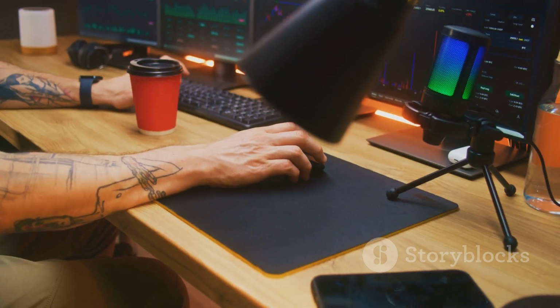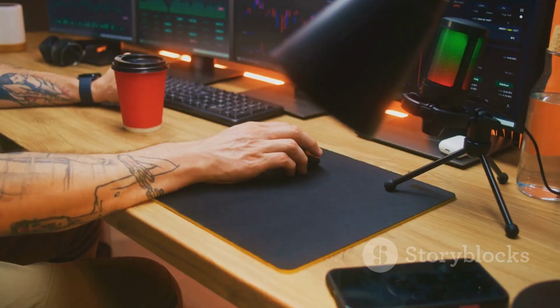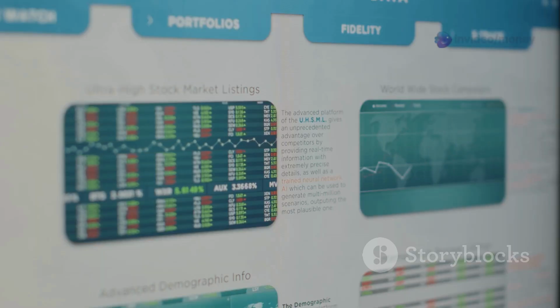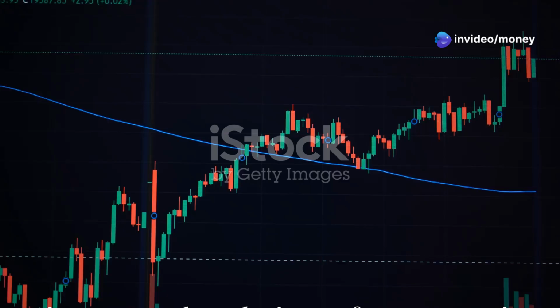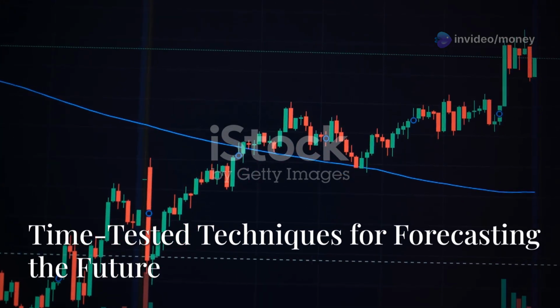The key with Camarilla pivot points is to be quick on your feet. These levels are meant to be traded intraday, so you need to be ready to react to price movements as they happen.